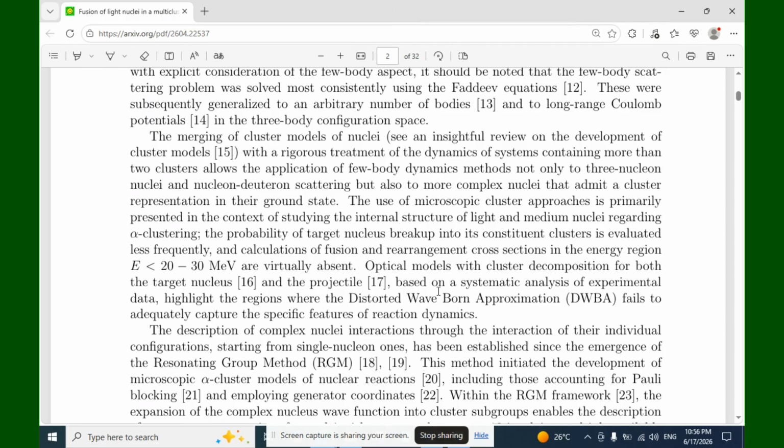The probability of a target nucleus breaking up into its constituent clusters is evaluated less frequently, and calculations of fusion and rearrangement cross sections in the energy regions when E is less than 20 to 30 MeV are virtually absent. Optical models with cluster decomposition for both the target nucleus and the projectile, based on a systematic analysis of experimental data, highlight the regions where the distorted wave Born approximation fails to adequately capture the specific features of reaction dynamics.